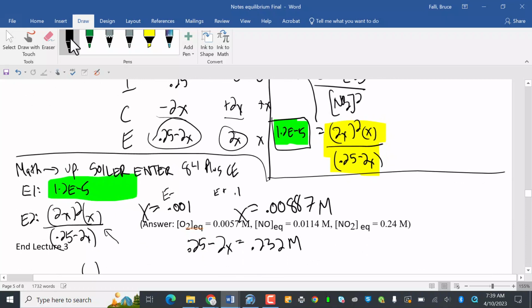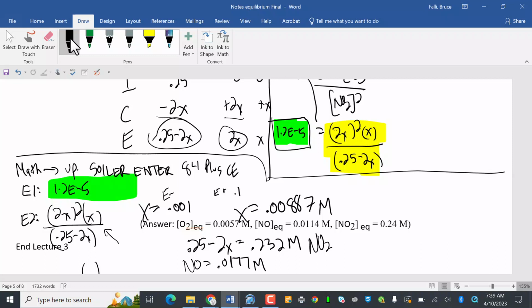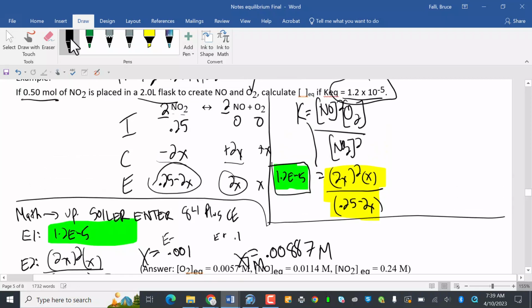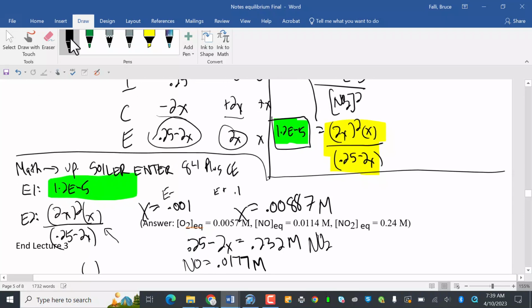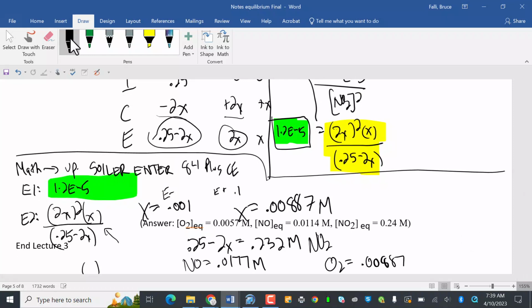And then if I wanted to get, what was that one? NO, well, this was NO2. NO is just 2x. So I'm going to do 2x, enter, which is 0.0177 molar. And then what do we have left? O2, and O2 is just x, 0.00887.